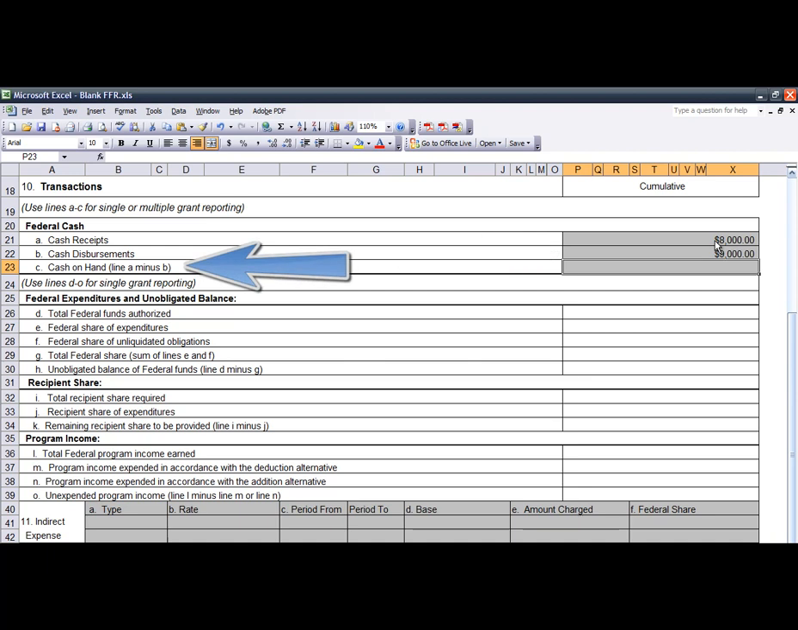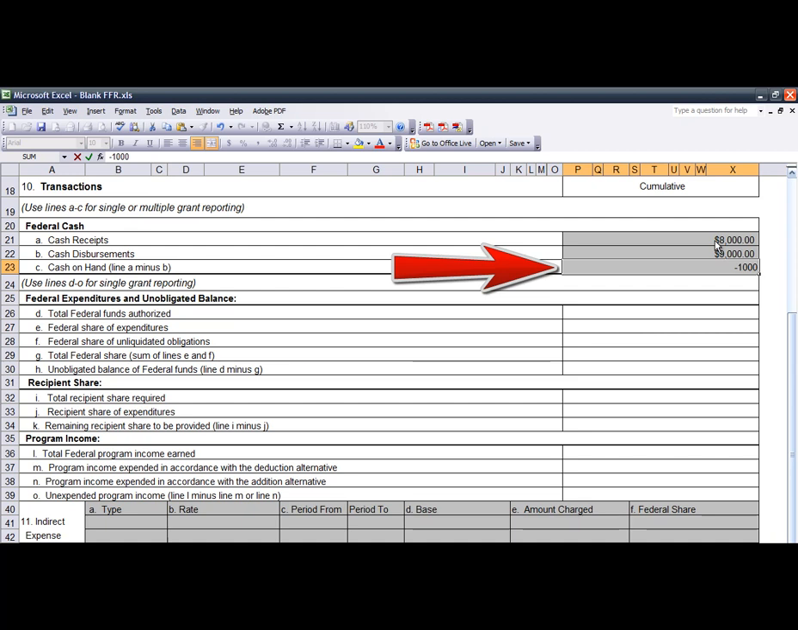In line 10C, I will be indicating the actual cash on hand, which is line 10A minus line 10B. And in this case, I actually have to enter negative $1,000.